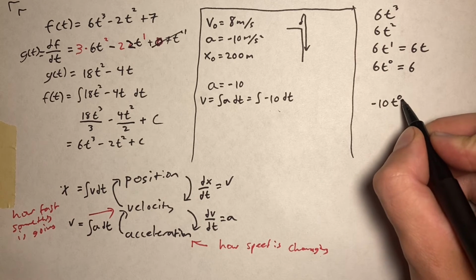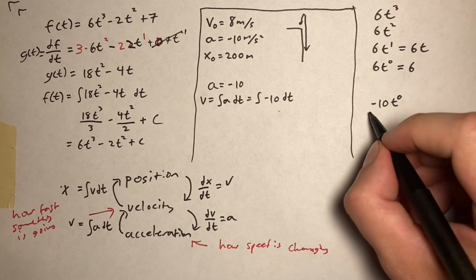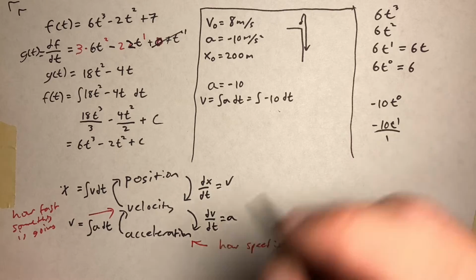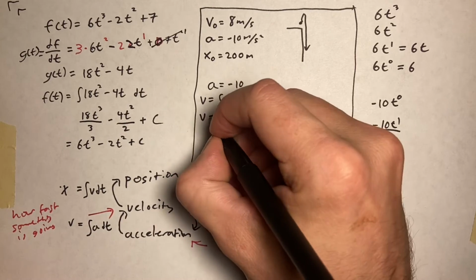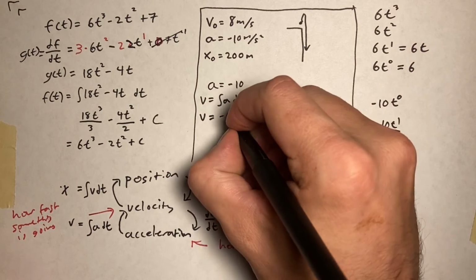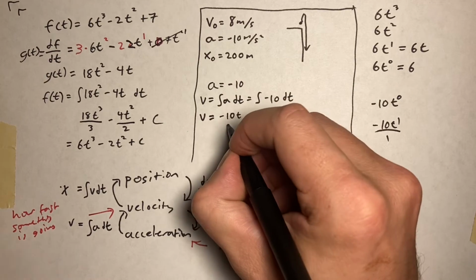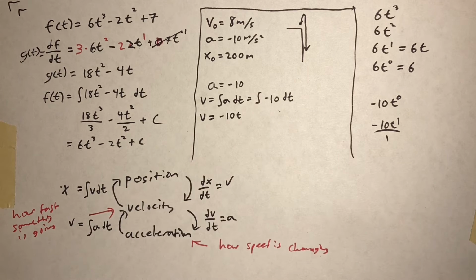To do my integral, I have to add 1 to my exponent, so it'd be t to the 1, and then divide by 1. So this would be negative 10 t to the 1 over 1. Okay, this means my velocity function is going to be negative 10 t to the 1, I'm not even going to write that, divided by 1. Divided by 1 doesn't mean anything.